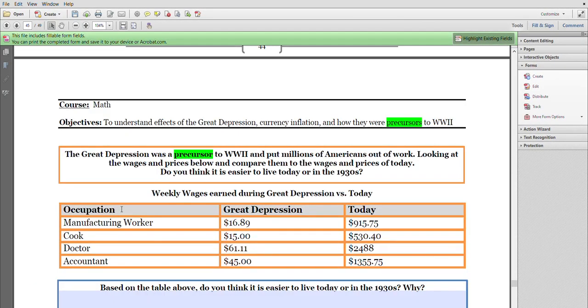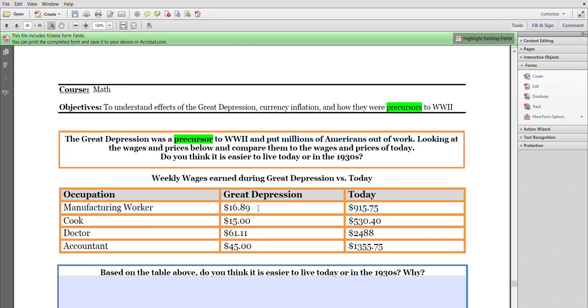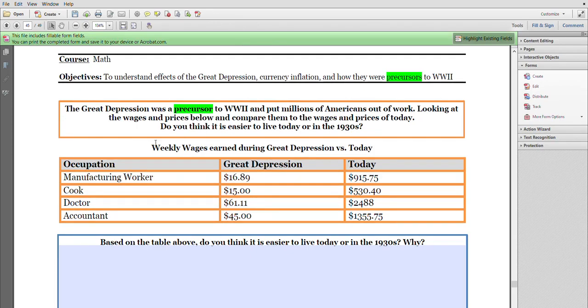Page 45, we have math. Objective: to understand the effects of the Great Depression, currency inflation, and how they were precursors to World War II. Remember, the precursor is one of the causes of World War II, so we know that currency inflation caused major issues for Germany during the Great Depression time period and after. All right, so we're going to learn about how that affected the causes of World War II.